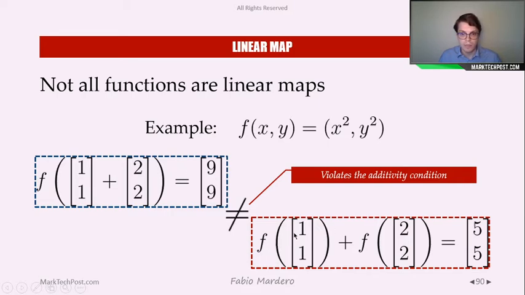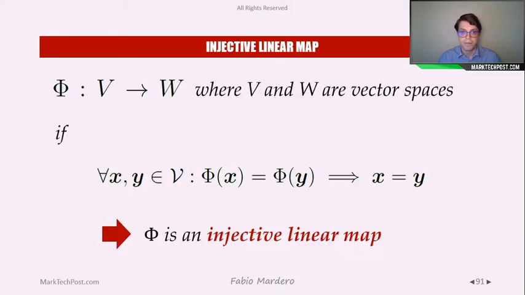Here, instead, we apply f to the vector 1, 1, and we get, of course, 1 to the power of 2 is always 1. f of 2, 2, instead, gives 4, 4. The result here is a vector that has coordinates 5 and 5. These two results are different. So this function violates the additivity condition, so it's not a linear map.